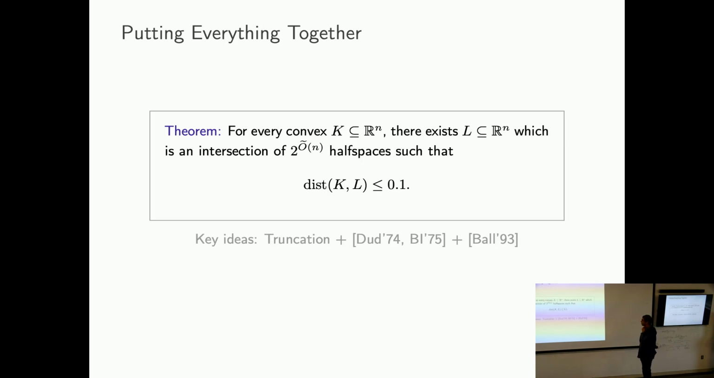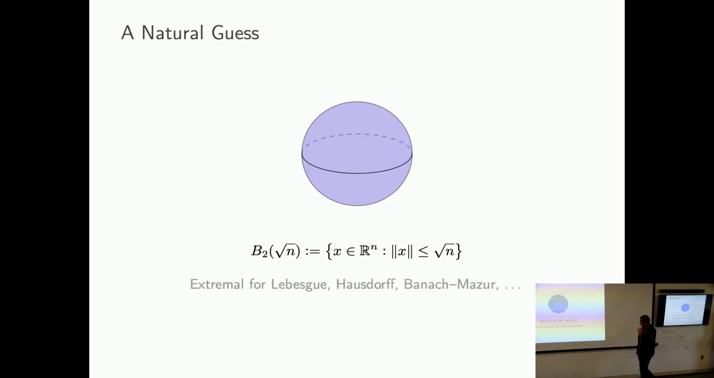Awesome. So this is the upper bound. The rest of the talk is going to be about lower bounds. For the next 30 minutes or so, I'll tell you about lower bounds for this approximation question. Good. So a natural guess would be just the L2 ball, like just the Euclidean ball, because if you want to write it down exactly, you need infinitely many half spaces.